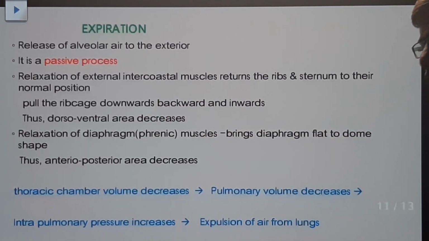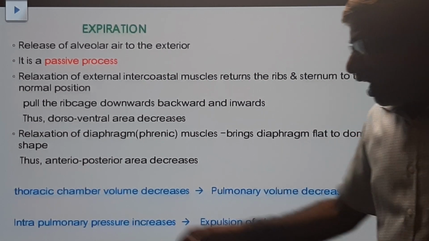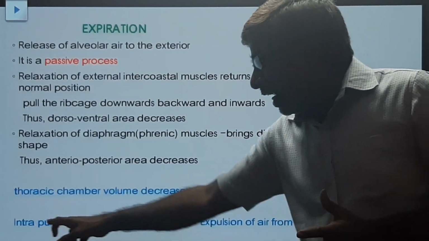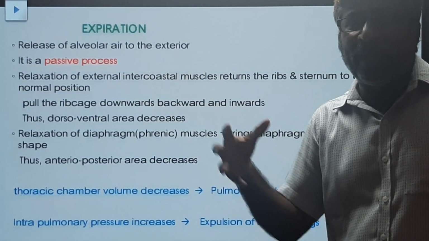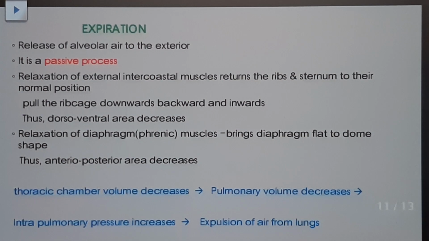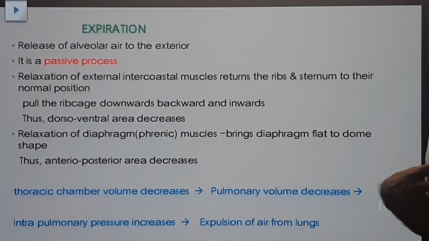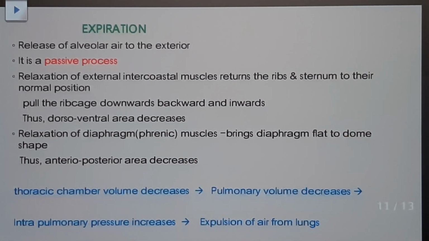Then the pulmonary volume also naturally decreases. When the volume decreases, naturally the intrapulmonary pressure increases. When volume decreases, pressure increases. Then the internal air is expelled to the outside. From the lungs and alveoli, the air comes outside. This process is called expiration. Okay guys? Right.